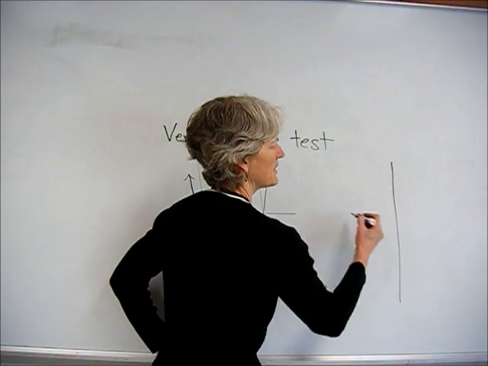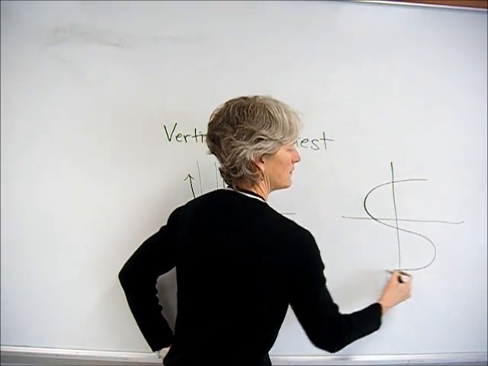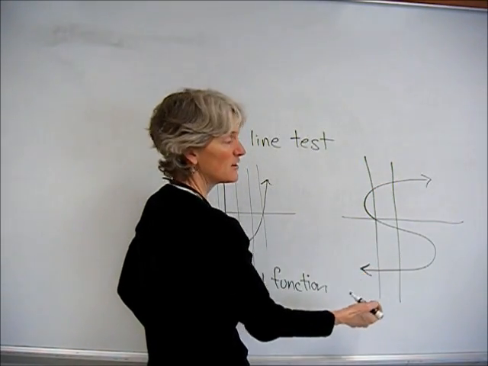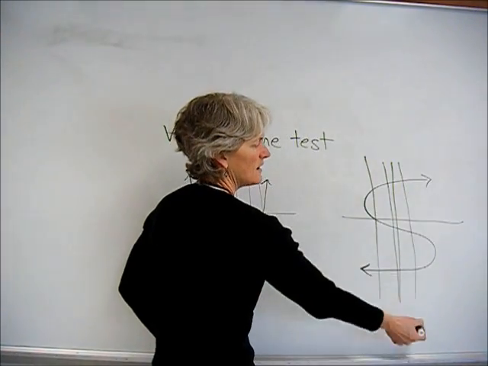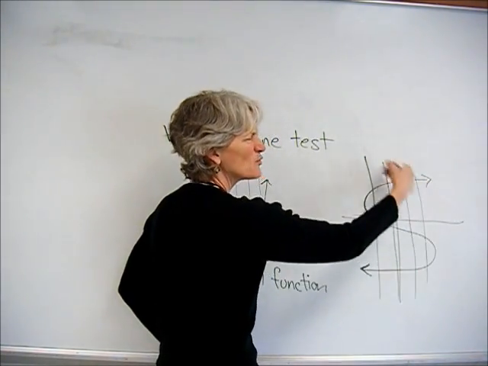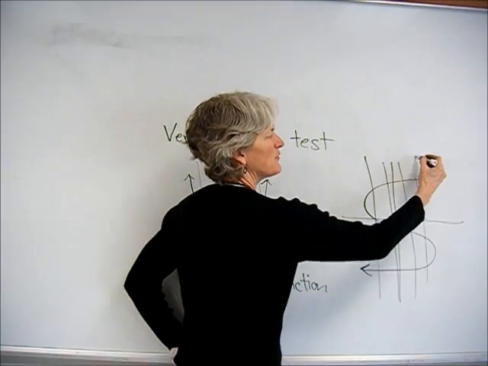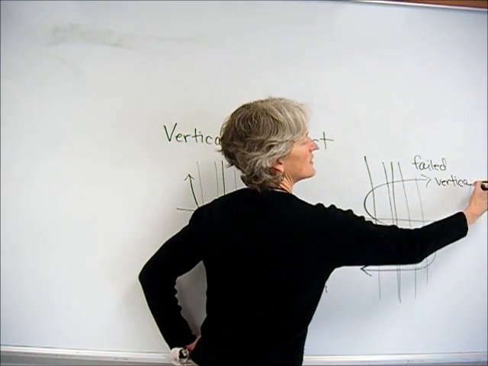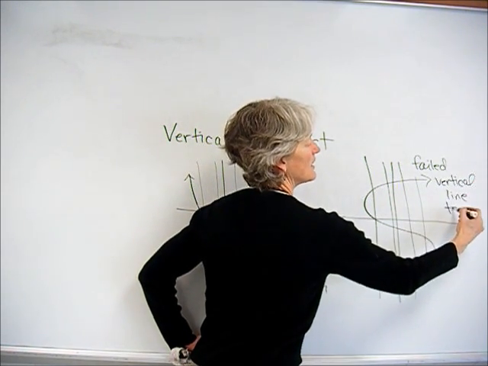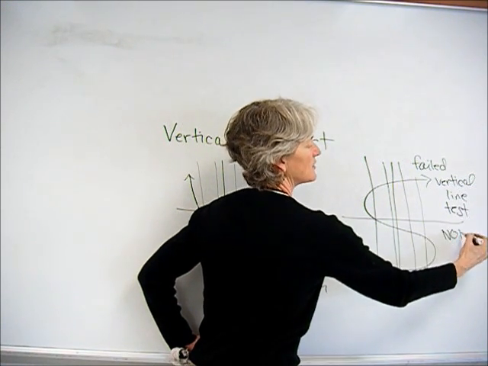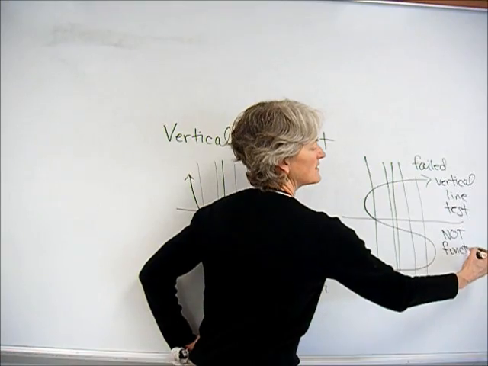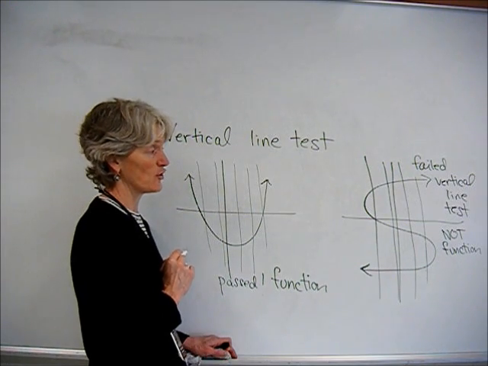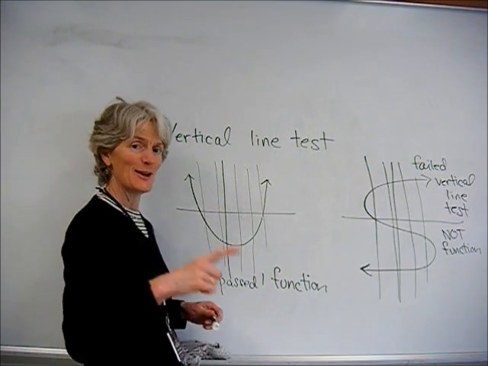Let's compare that to something like this. If I draw my vertical lines, oh, look, I already bumped into the graph 3 times. I'm drawing vertical lines and it's intersecting the graph in more than one place. So that failed the vertical line test, which means this is not a function. So that's a nice little shortcut to determine whether a graph of something is a function or not. All right? Okie doke, I hope this helps.